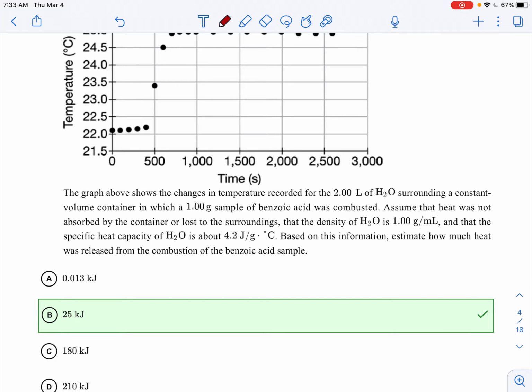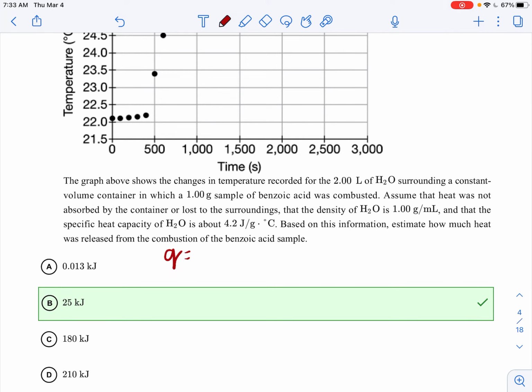we have 2 liters of water and a 1 gram sample of benzoic acid, and we're asking how much heat was released from the combustion of benzoic acid. So we're going to use Q equals mass times specific heat times the change in temp. Now this is the mass of the water. So we're looking at how benzoic acid affected the water. And so this is the mass of the water.